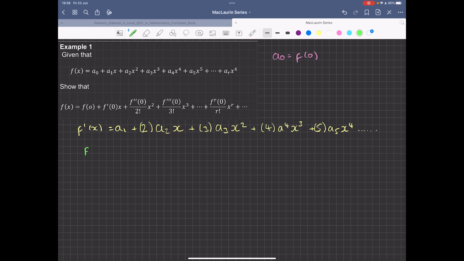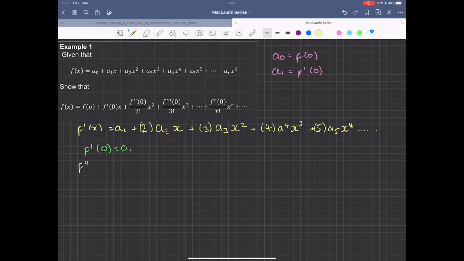So now again, if we substitute in x equals 0, here we'll have a1, because again this is just a constant. If we substitute in 0 here, all of that would become 0, as it will here, and so on. So therefore, we know that a1 is equal to the first derivative when x is 0. To work out a2, we need to cancel out this x term, which we can do by finding the second derivative.